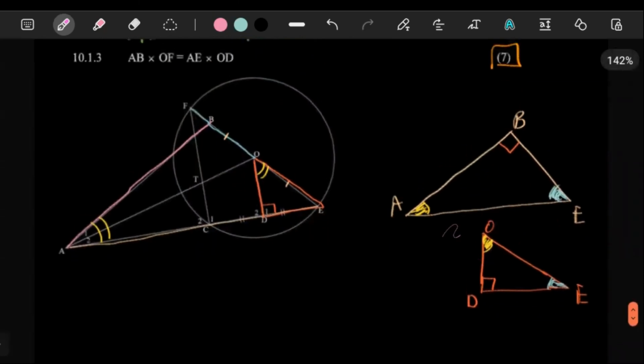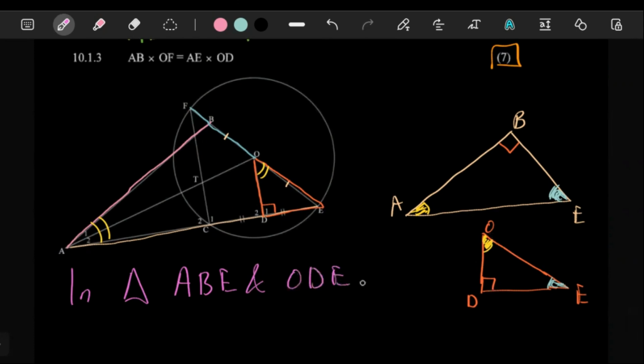We just have to see which 2 triangles we need to work with. So here we saw that we're working in this triangle and this one. Naming them, let's name it ABE, and this one we'll name ODE. So once we have seen which triangles we're talking about, we can now just work in them and do what we want to do.